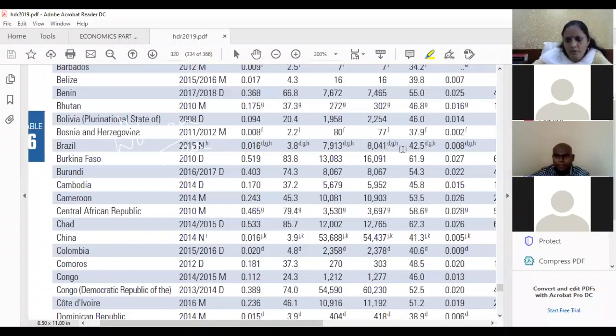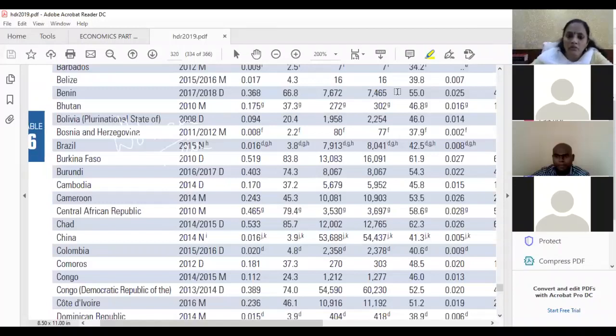Labor force participation is basically to say how many people are in working employment, right? The UN releases this report. They will say 2019 report, but the data will correspond to 2018, or they may even refer to earlier data.